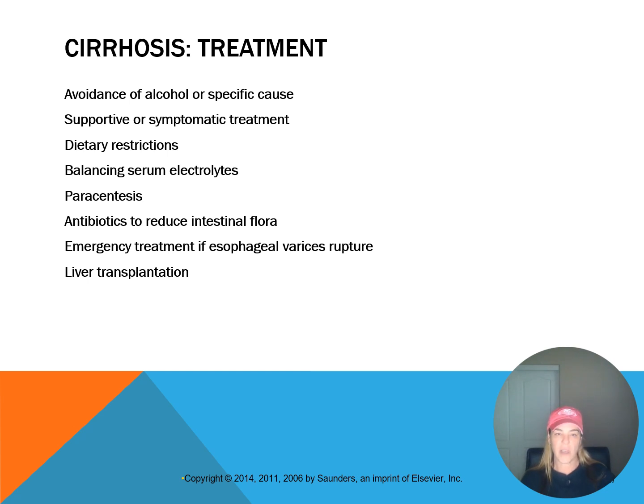Treatment of cirrhosis: basically stop drinking alcohol or take away whatever is causing the cirrhosis. Supportive and symptomatic treatment, dietary restrictions, low-fat diets, balancing your serum electrolytes, doing a paracentesis. So if they have ascites with a lot of fluid in their peritoneum, they can take a needle and pull out all that fluid to relieve pressure on their lungs or other organs. Antibiotics can also be used. Treat esophageal varices if they rupture. Usually they tamponade them, and then treatment can include a liver transplantation.